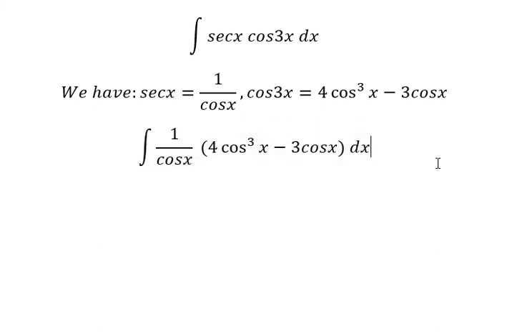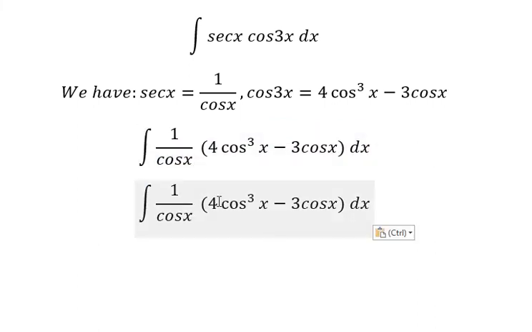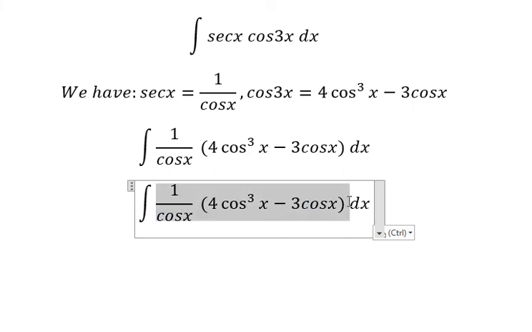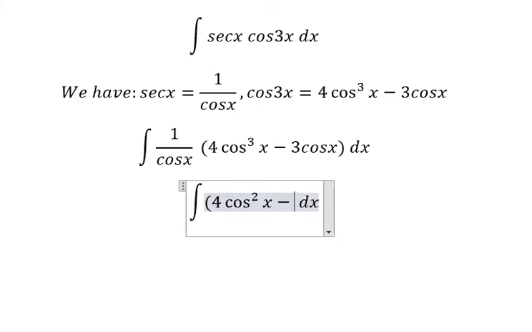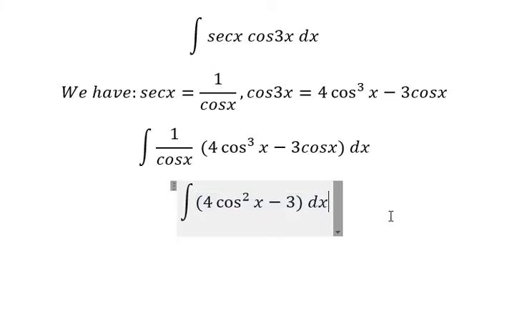Now this one divided by cosine x, this one divided by cosine x. So we will have 4 cosine x squared minus 3. And now we have the next formula.